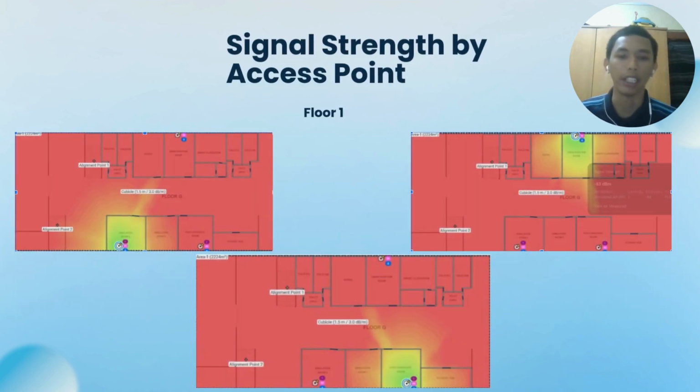So now I will be explaining about the signal strength by access point. For floor one, each of the access points were evaluated. Before the optimization, certain APs were overloaded, while others had underutilized capacity, so it was leading to uneven signal strength distribution. After the optimization, the APs were redistributed to ensure a balanced load and consistent signal strength throughout the floor, so it can meet the required threshold, which is the 70 dBm.